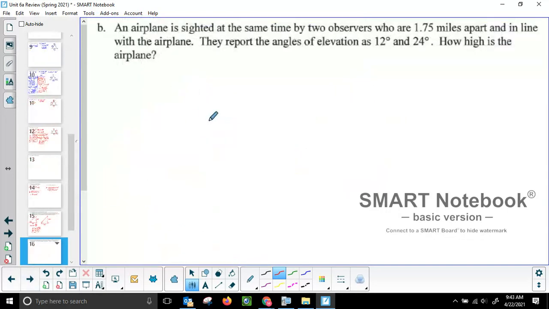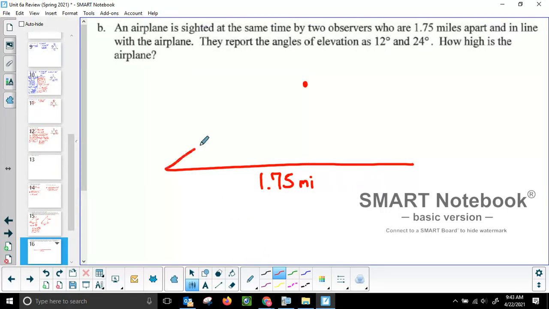B, an airplane is sighted at the same time by 2 observers who are 1.75 miles apart. So we've got 1.75 miles apart, and there's some airplane up here. They report angles of elevation as 12 and 24 degrees. Well, let's pretend the airplane's up here.